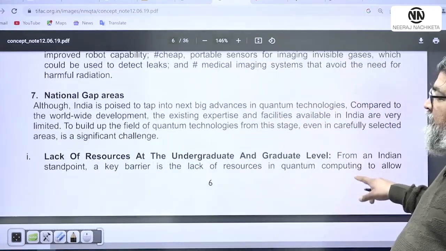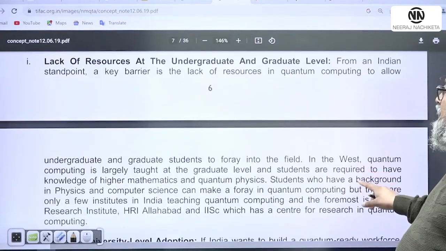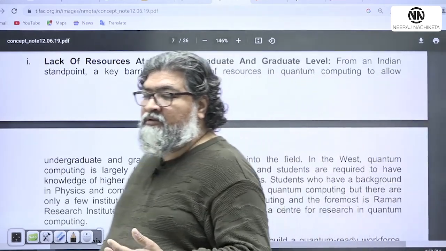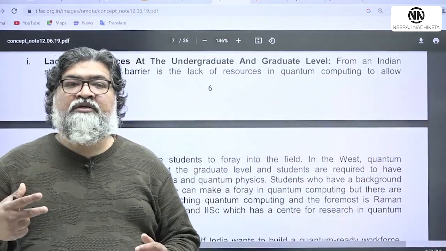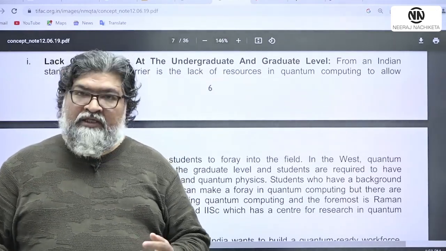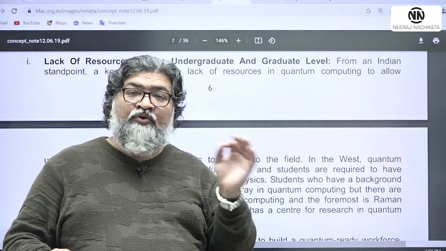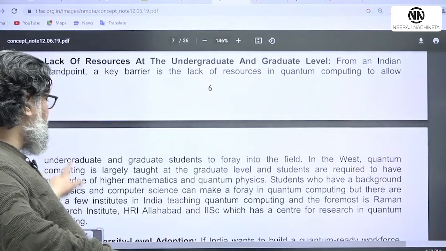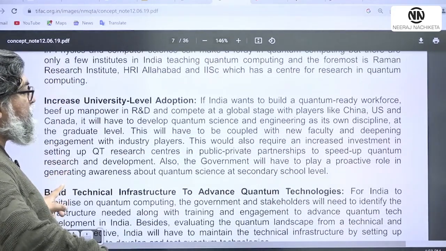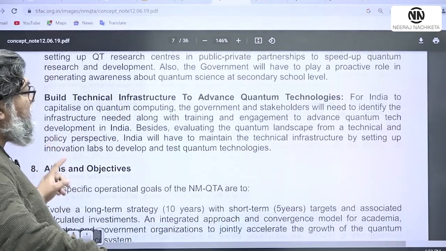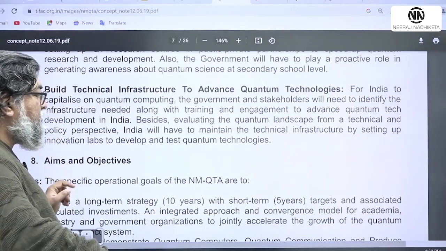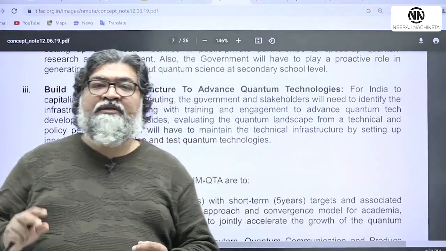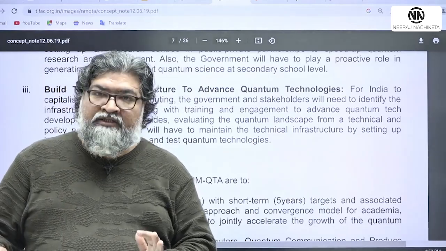So, national gap areas where we have a lack of resources at undergraduate, graduate level, because quantum is a very advanced science. Not too much focus is properly given at the university level. So that could be another one, because of lack of resources in India. There are challenge areas, the negative side. Then you can say here, increased university level adoption is lacking. Build technical infrastructure to advance quantum technology, that is required. So this mission program to develop the quantum base in India has been kept for 10 years. The central government is giving funds for it.